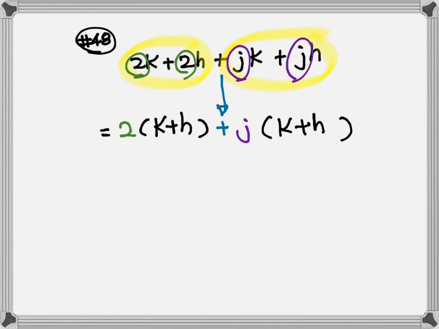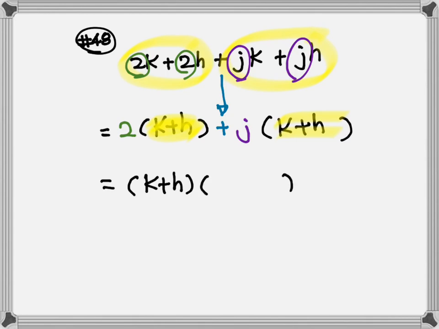After that, you look at the expression inside the parentheses. The expressions inside the parentheses must be exactly the same. Over here, they are exactly the same, so you only need to pick one. It doesn't matter which one, pick the one you like. So it will be k plus h. You only need one of them.